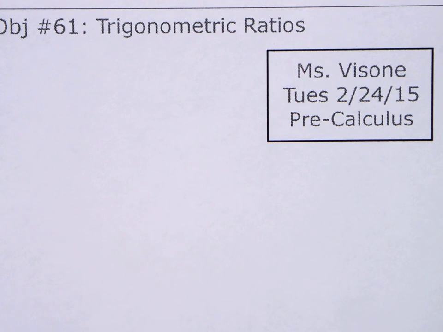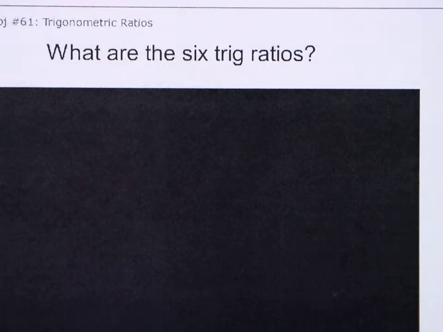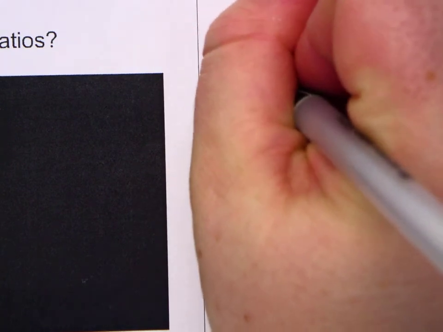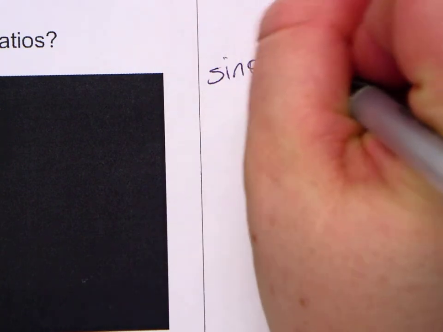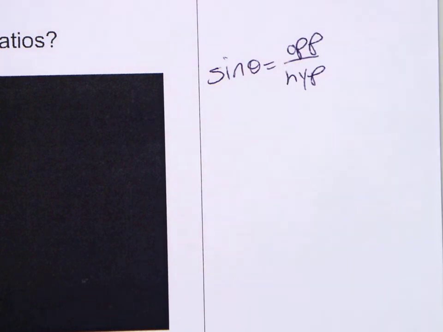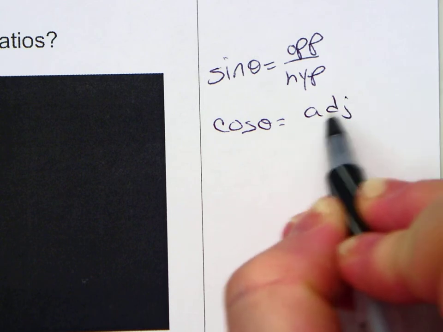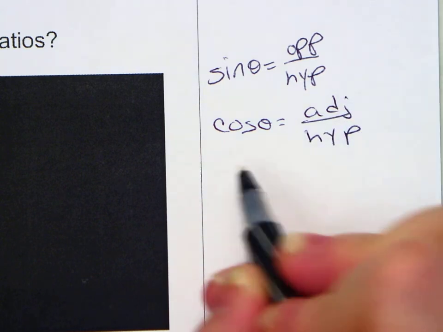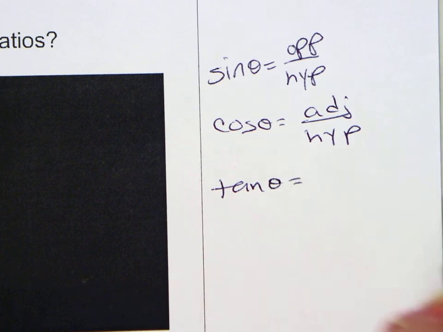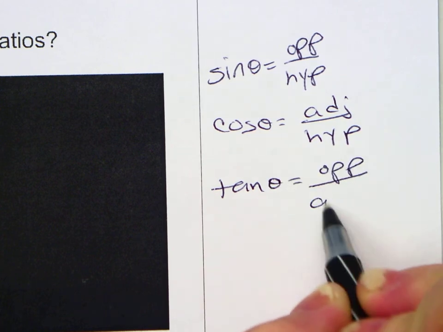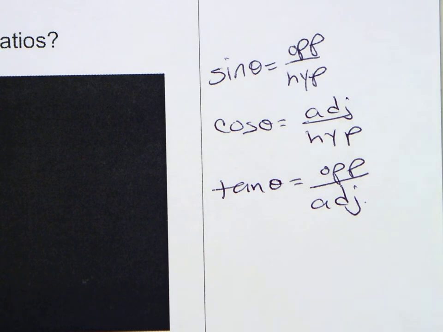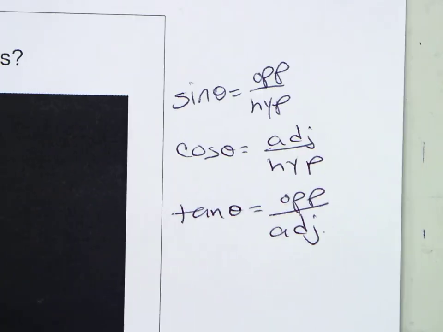Very excited. All right, so let's start with what are the 6 trig ratios? I'm going to write them over here. Do you know all 6? Hopefully. Sine of theta equals opposite over hypotenuse, right? Cosine is adjacent over hypotenuse. Tan is opposite over adjacent. So those are the first 3. Those should be very straightforward at this point, hopefully.